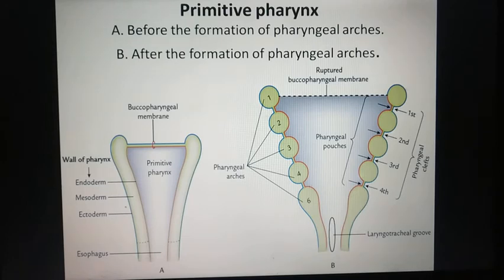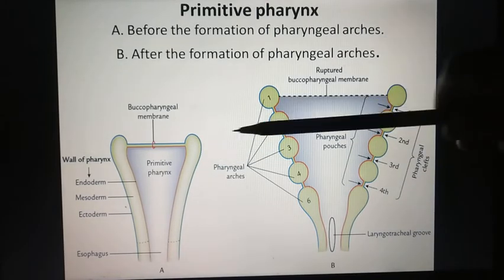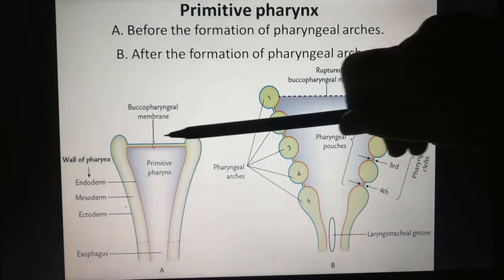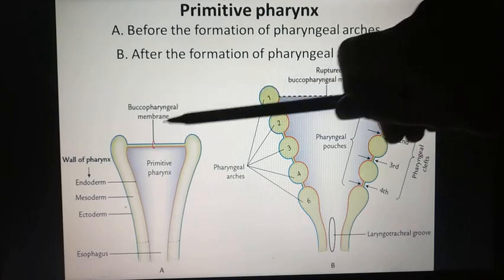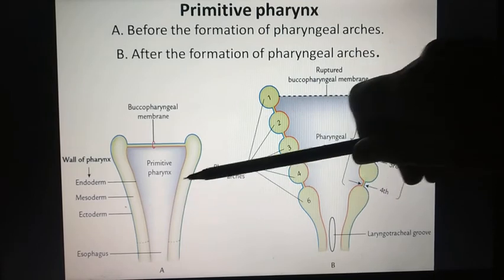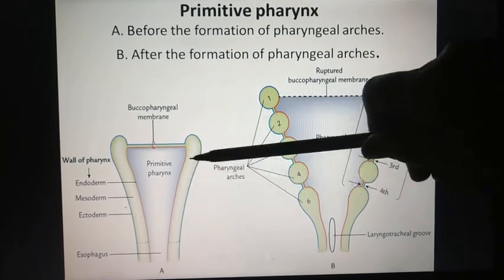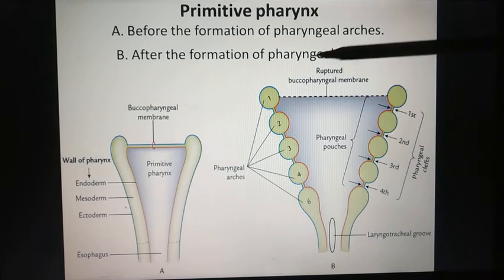Now this is the structure of the primitive pharynx before formation of the arch, and this is after formation of the pharyngeal arch. This primitive pharynx, cranially, ends in the buccopharyngeal membrane. It is lined by endoderm, the outer lining is ectoderm, and this is the mesodermal core. Now what happens in the lateral wall and the anterior wall of the pharynx? These mesodermal arches are formed.